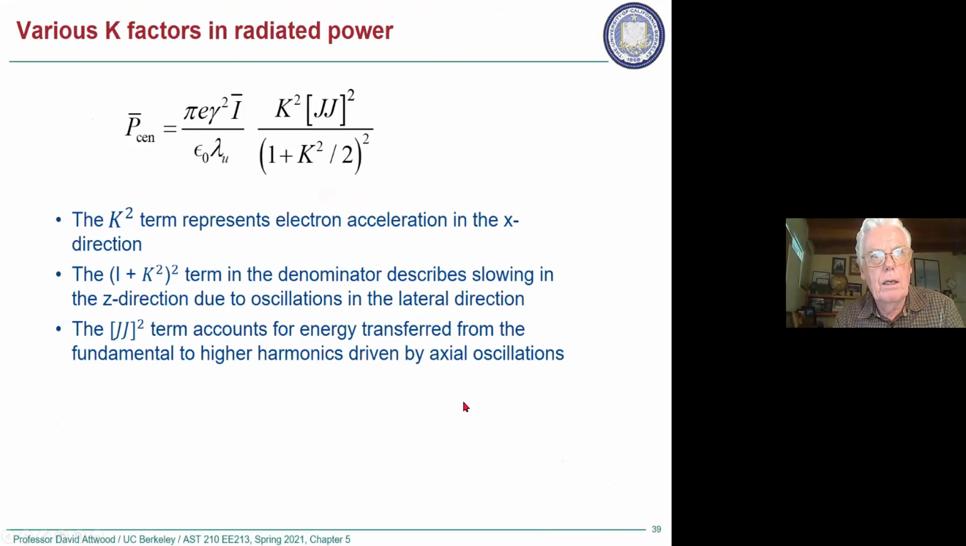So, okay. This is just a summary of what the different terms are. We did not derive this JJ squared term. I just basically stuck it in there. But this accounts for energy transfer from the fundamental to higher frequencies, driven by axial oscillations. So this is the acceleration squared, which is driving the power. This is the slowing down, and this is an energy transfer. It's not a big effect, actually.